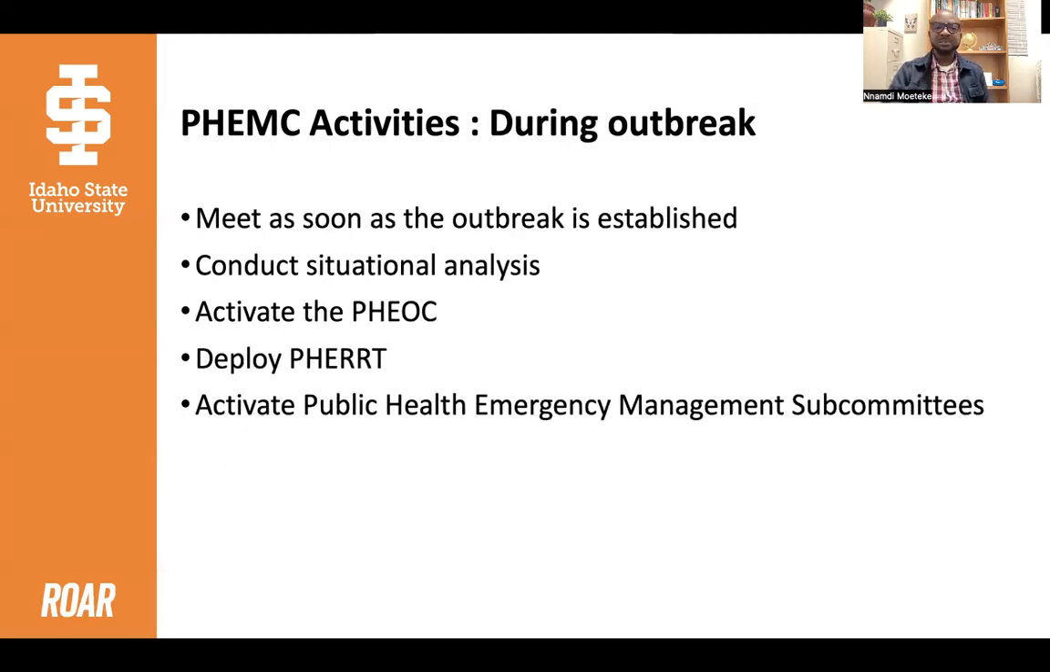In the event of an outbreak, the Public Health Emergency Management Committee should meet as soon as the outbreak is established and conduct situational analysis and grade the level of the event. They should quickly activate the Public Health Emergency Operations Center and deploy the Public Health Emergency Rapid Response Team to investigate and respond to the outbreak. They should also activate the Public Health Emergency Management Subcommittees.